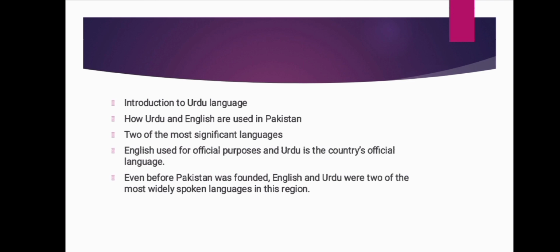Both of these languages are still in competition with one another for supremacy in the nation even after 70 years of independence. So the next point is how Urdu and English are used in Pakistan. In order to maintain its dominance in Pakistan's administration, law, and education, there has always been a gulf between Urdu and English. The most recent plan to replace English with Urdu as the official language was launched in 2015.